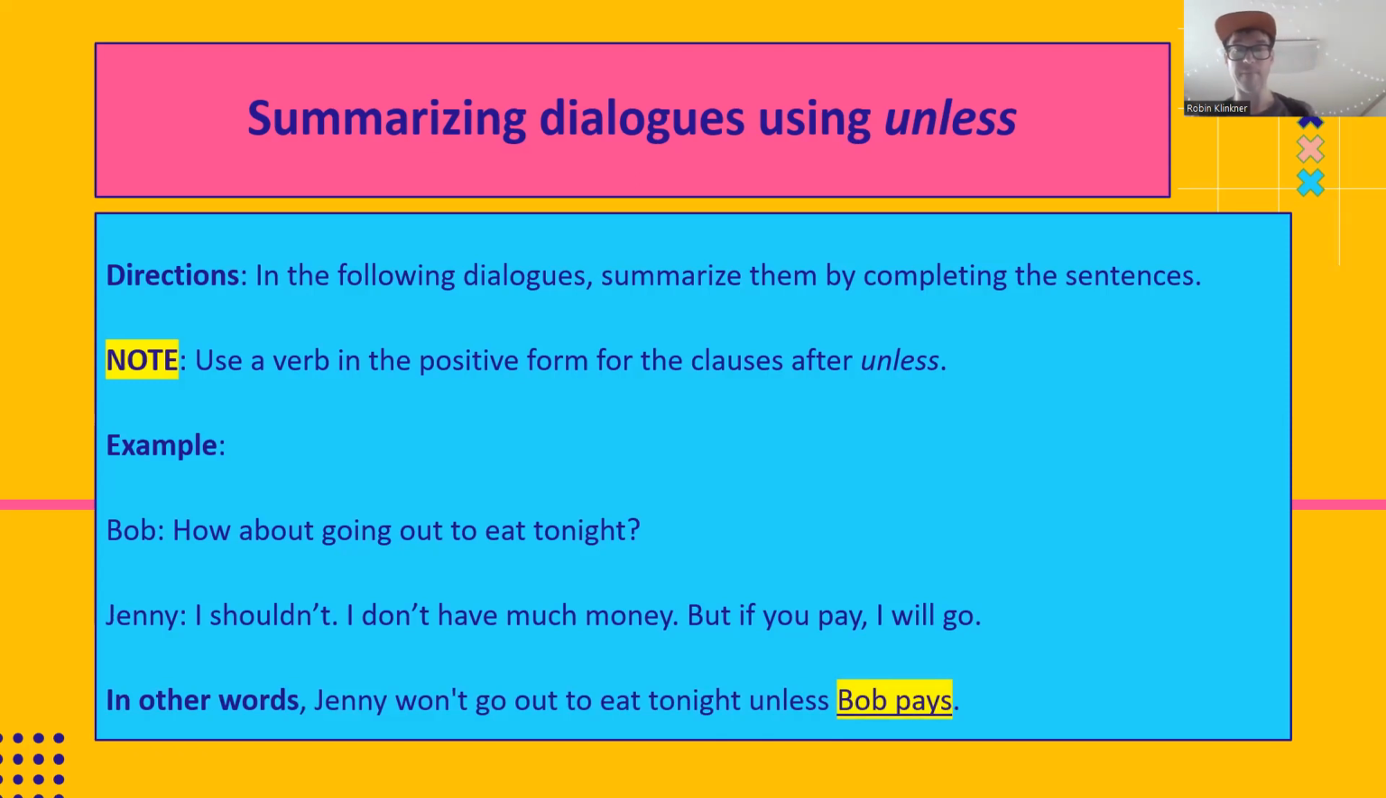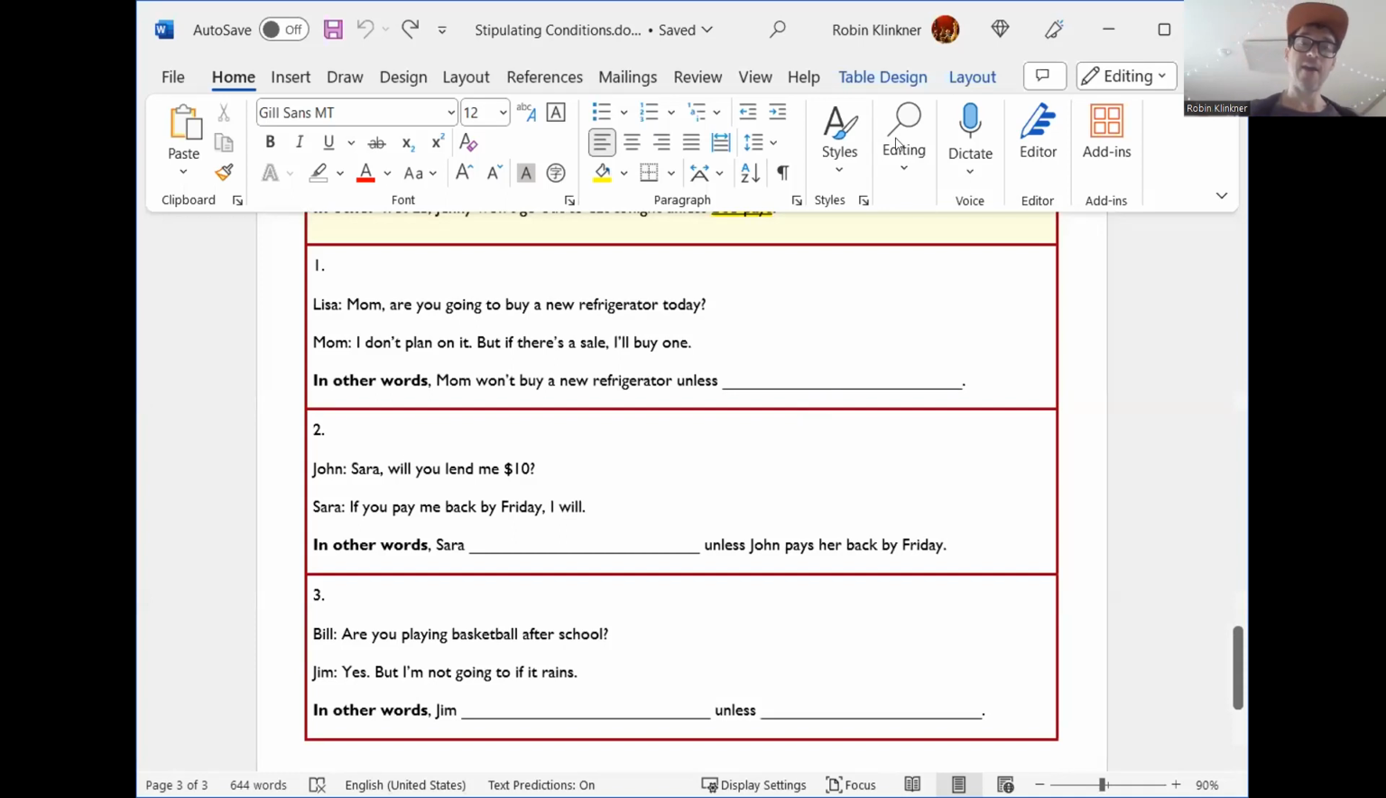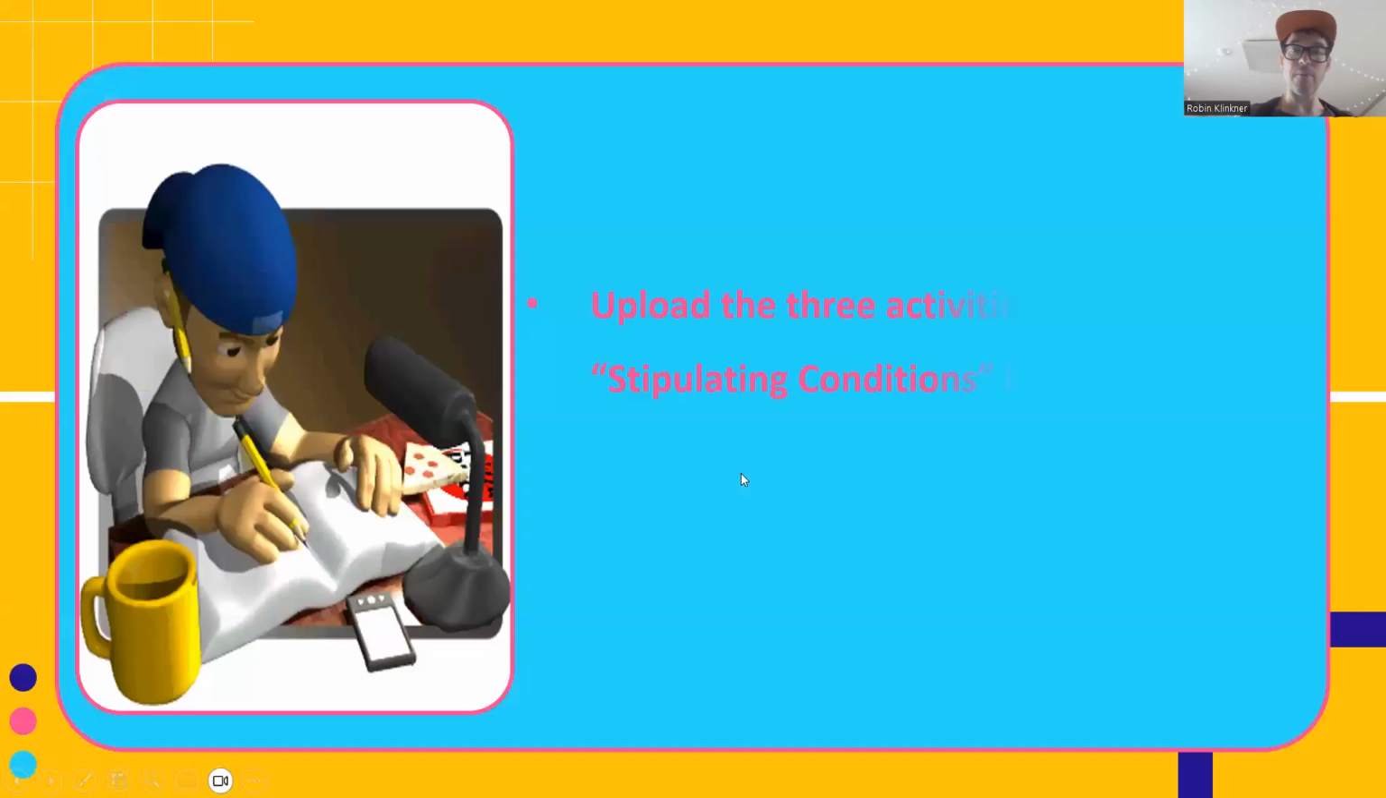So you want to fill in the blank. Bob pays. In other words, Jenny won't go out to eat tonight if Bob doesn't pay. Same meaning. So for the third activity, page 3, just fill in the blanks. And like I said, this was going to be a short one, short video. That's it. So for homework, just do those 3 activities, upload them. That's it. Great. Hope all of you have a great day, and I will see you in class next.